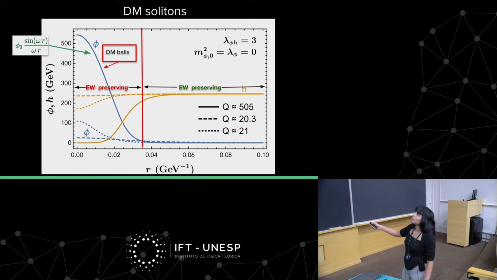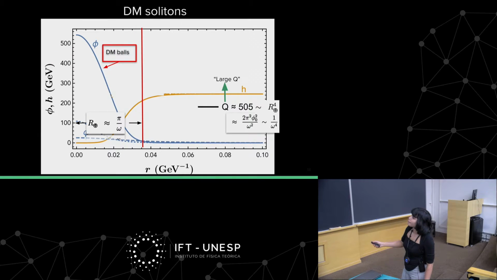Which I will explain to you in a bit. But the phi profile can be approximated by a simple Bessel function. And this can be approximated with a step function also, just for numerical calculations. And different kinds of these profiles correspond to different charges for these soliton balls. And because this is approximately the value at which the phi profile tends to zero, you can define the size of this object. And that is related to omega, okay? So the smaller the omega, the larger the dark matter ball would be.